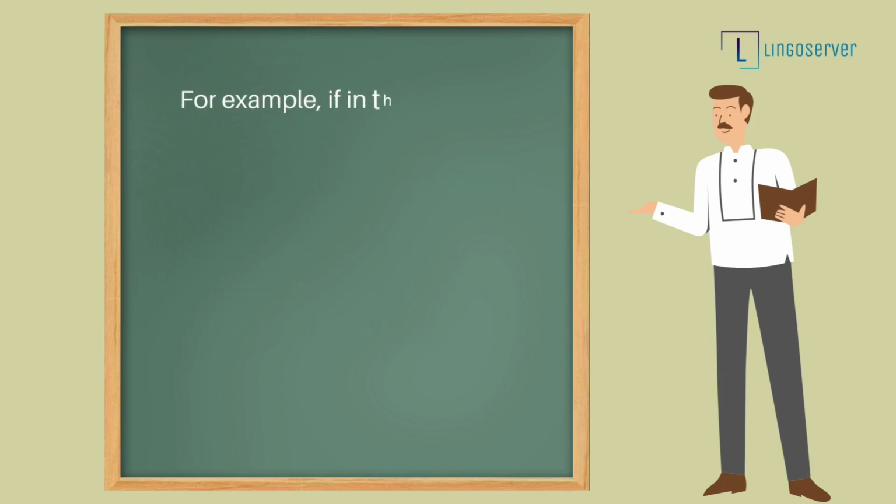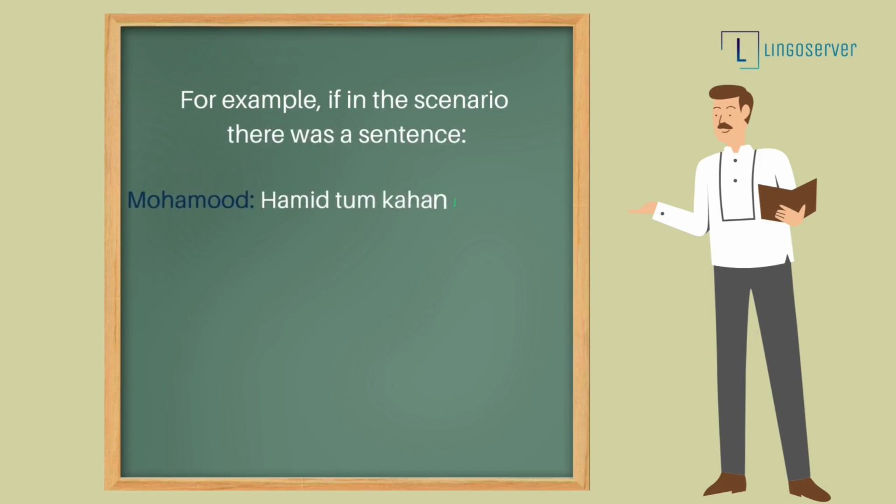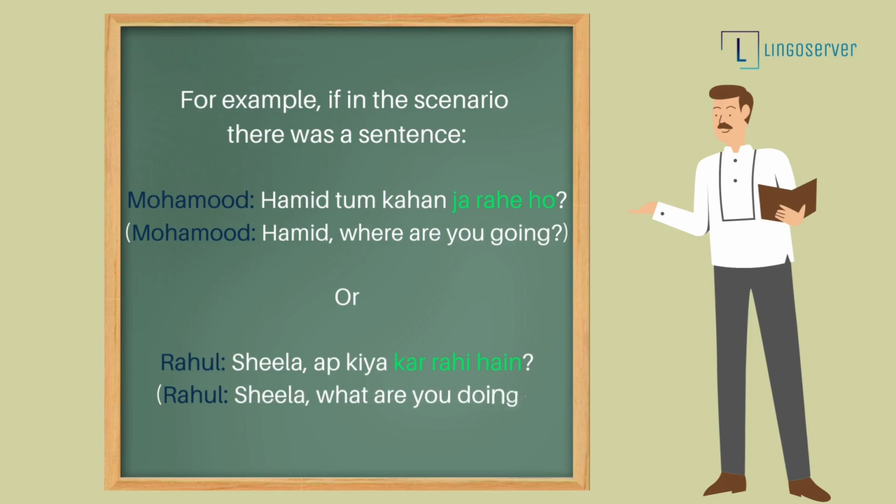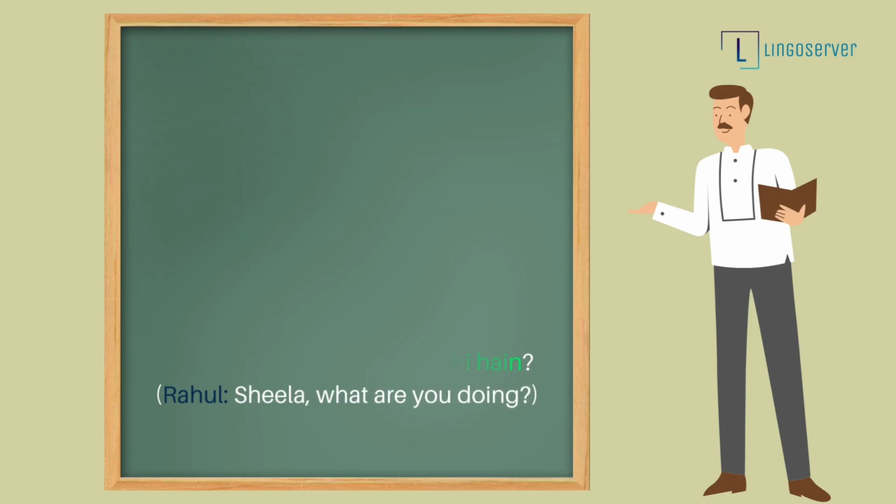For example, if in this scenario there was a sentence, Mahmoud, Hamid tum kahan ja rahe ho? Mahmoud, Hamid, where are you going? Rahul, Sheila, ab kya kar rahi hain? Rahul, Sheila, what are you doing?